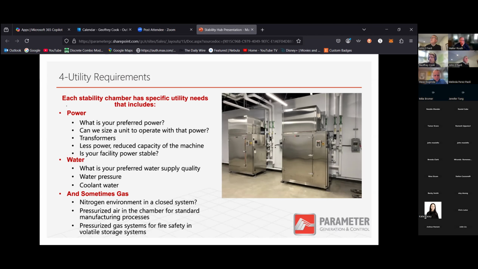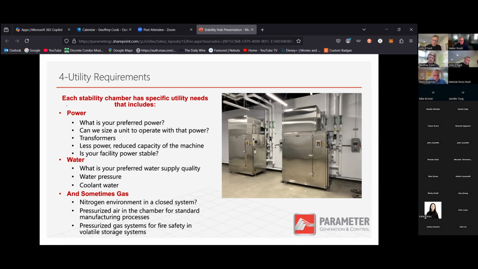You have coolant water for water-cooled systems. Is your water well water that has sediment in it that can deteriorate the internal components of your machine? Do you have gas in your environment? Do you need a gas fire suppression system or some sort of pressurized air for a standard manufacturing environment?